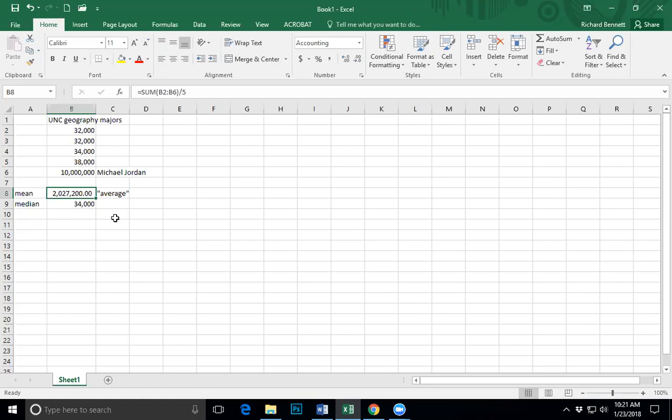Now the mode is what we would refer to as the most common value. So let's talk about the mode. What is the most common value in this data set? $32,000. So you could make a case, well look, 40% of the people earn $32,000. That's the true average, right?